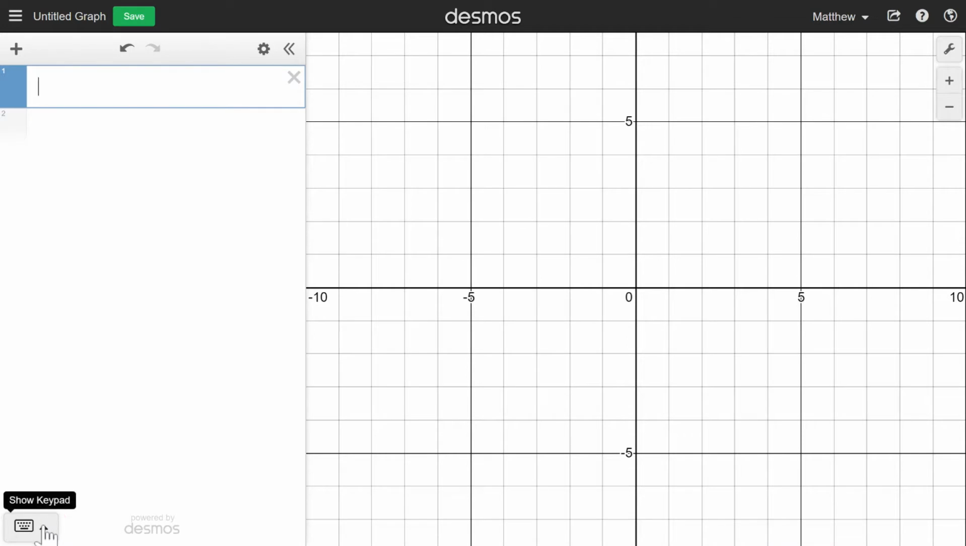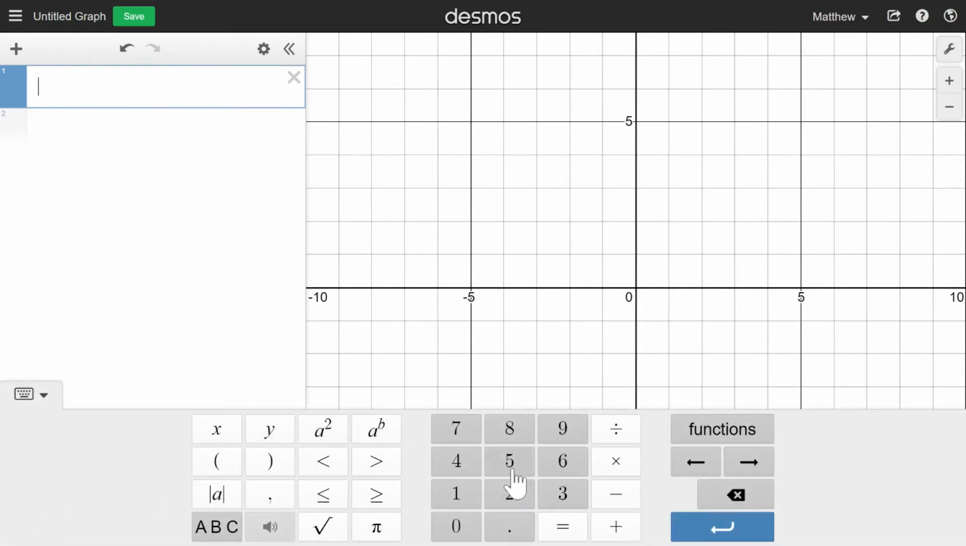Bottom left, you should have an option to show keypad. You have all these symbols. There's your square root symbol. So let's do the square root of 9. That should be equal to 3.